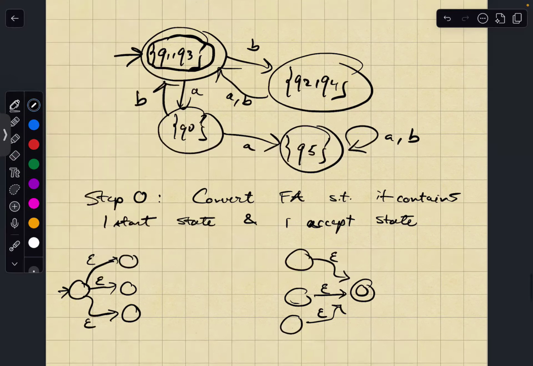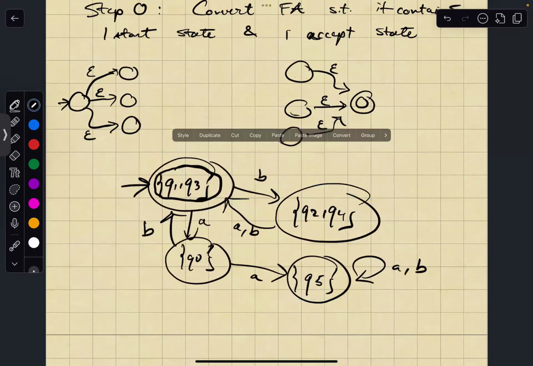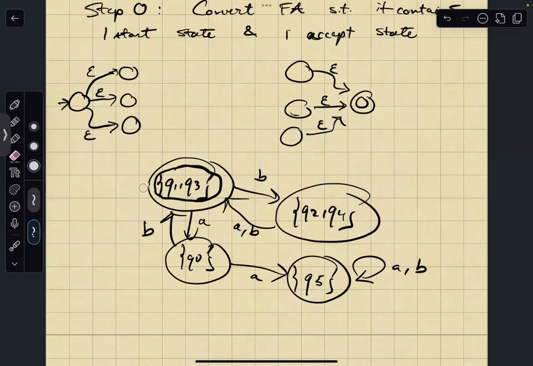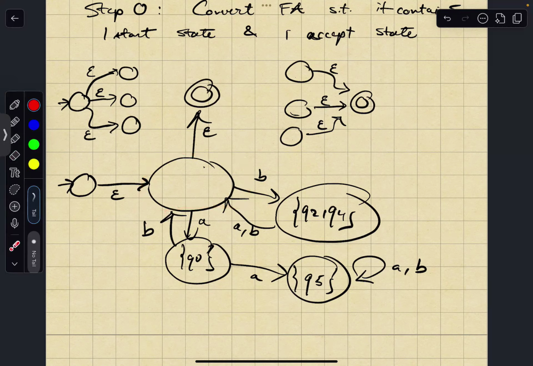Okay. So that's what I'm going to do to this guy here. So let me recopy it. Okay, so let's not make this an accept state anymore. I have my start state now. This is my new start state. I go using an epsilon to this state, which used to be the start state. And then from this guy, I also go to a new accept state, because this guy also used to be an accept state.